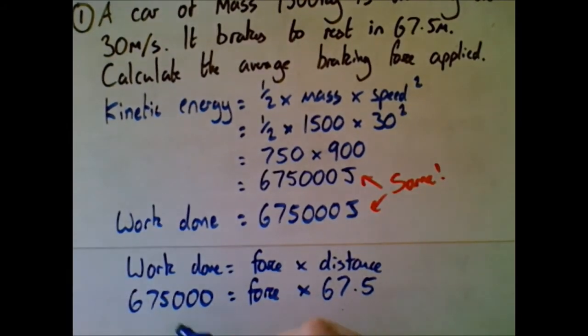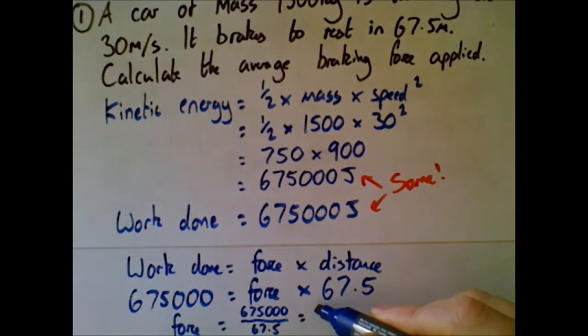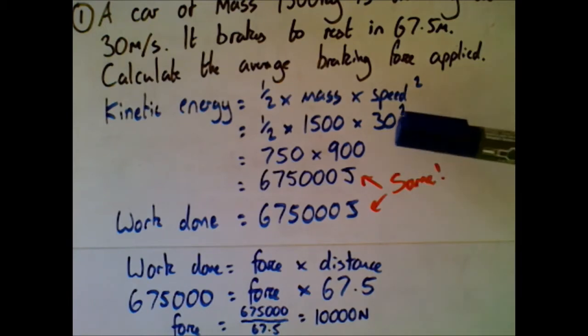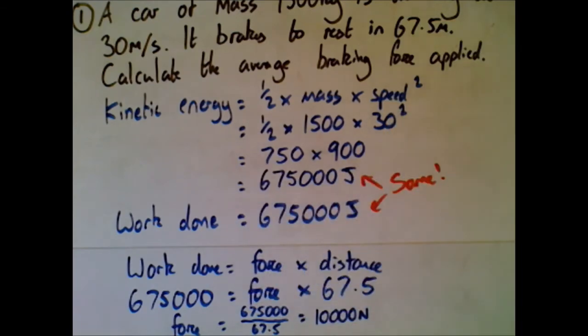That means that my force, if I divide both sides by 67.5, is 675,000 divided by 67.5. You can just about see that. Okay, and if you work that out, you hopefully can see that the answer we're going to get is 10,000, and the unit, it's a force, newtons. Okay, so there's our first example done. That would definitely be probably 5 marks in an exam, because you've had to notice that the work done must be the same as the kinetic energy.